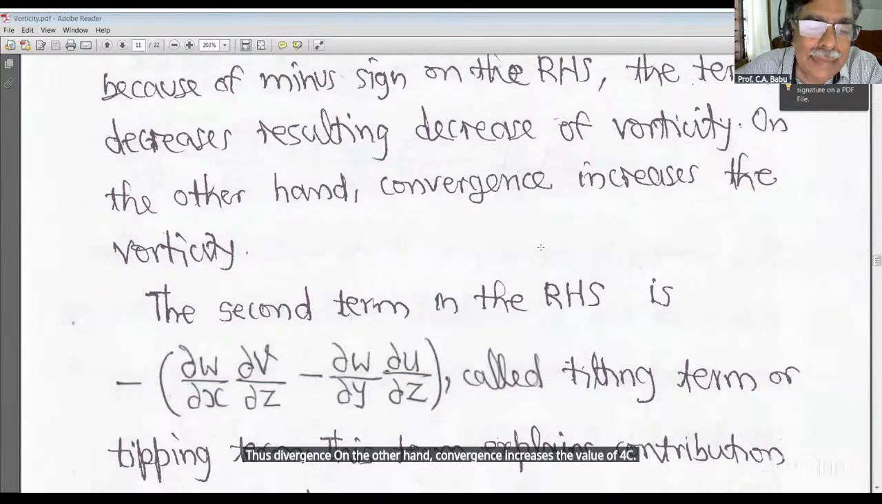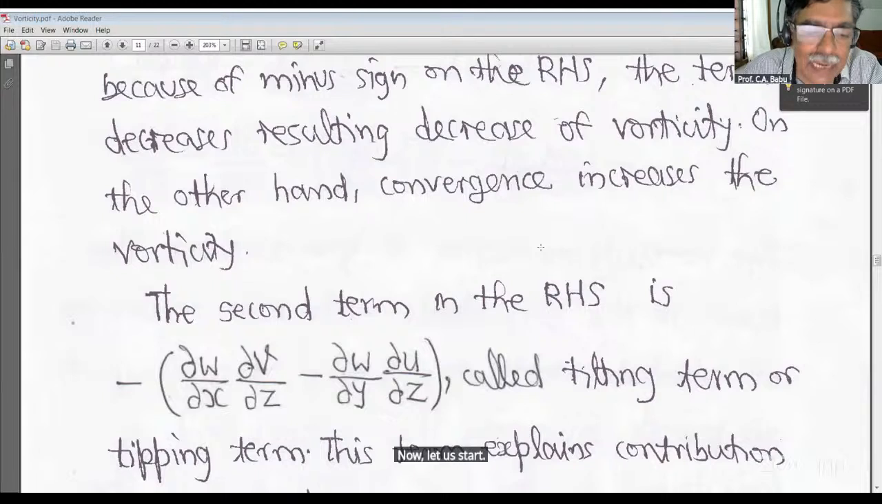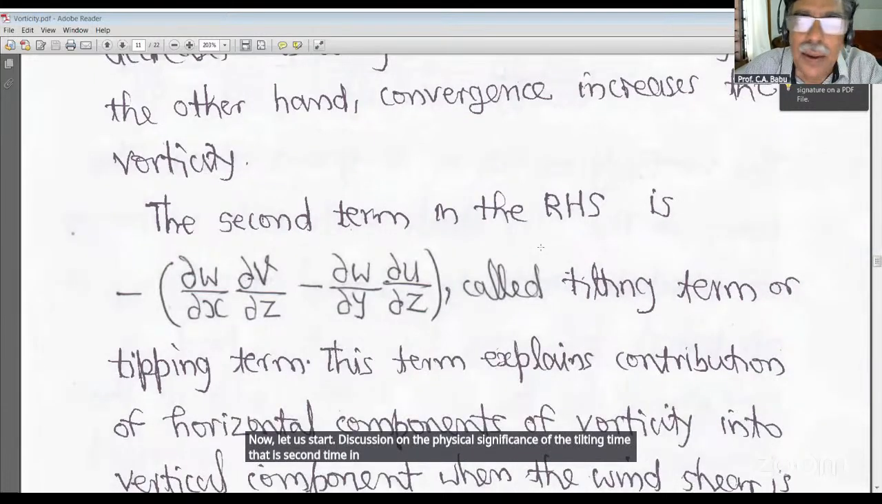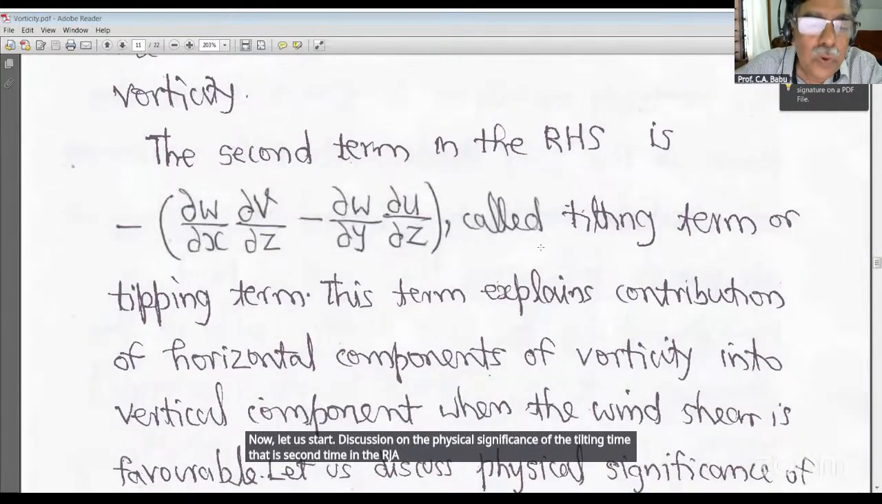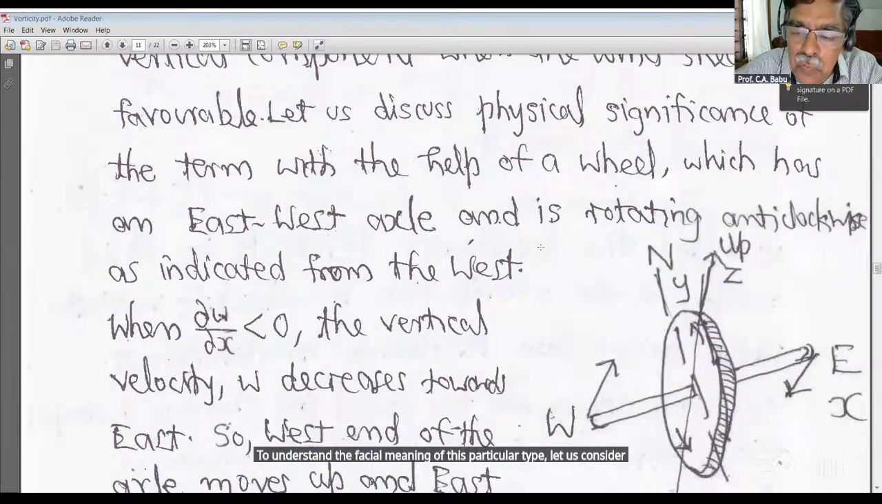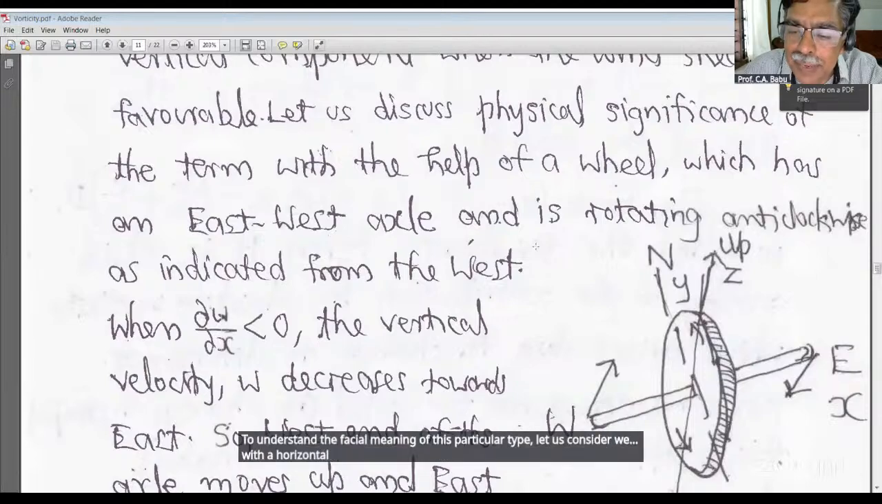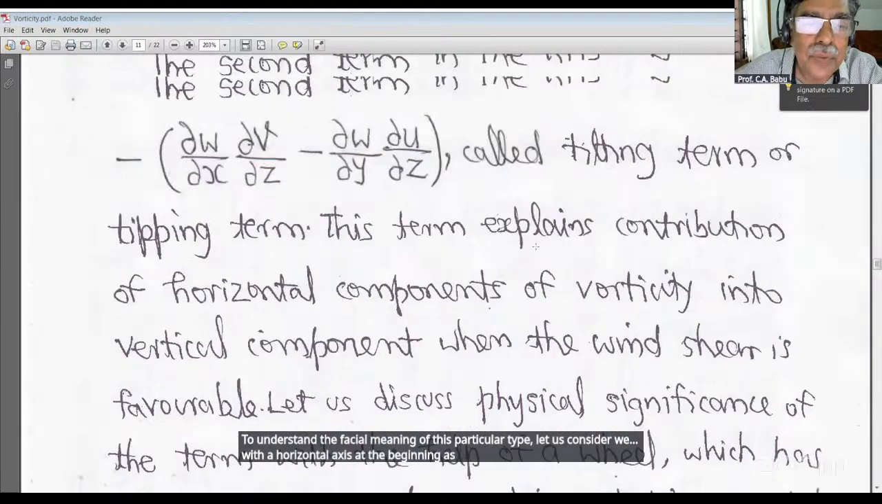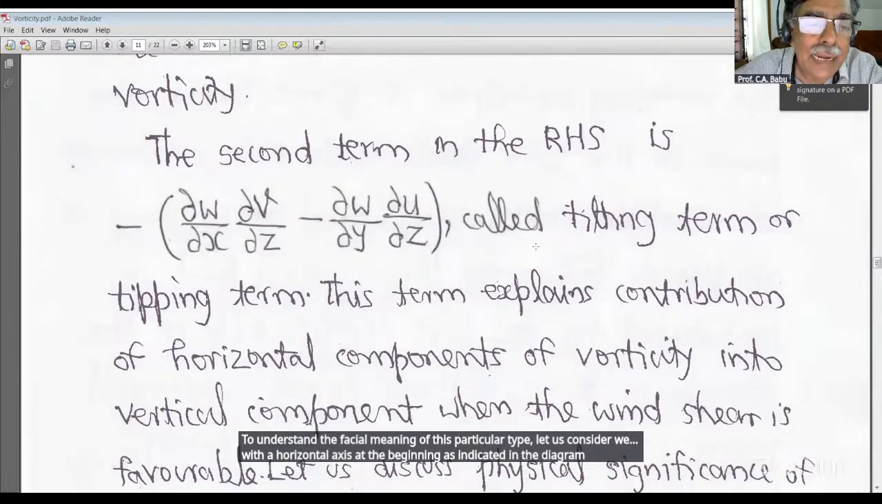Now, let us start discussion on the physical significance of tilting term, that is second term in the RHS. To understand the physical meaning of this particular term, let us consider a wheel with a horizontal axis at the beginning as indicated in the diagram. Let us consider the first term, that is dou w by dou x multiplied by dou v by dou z.